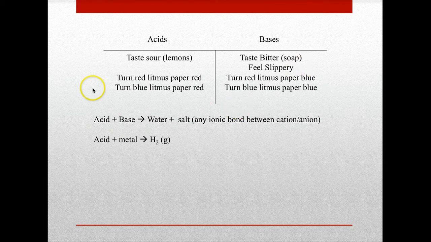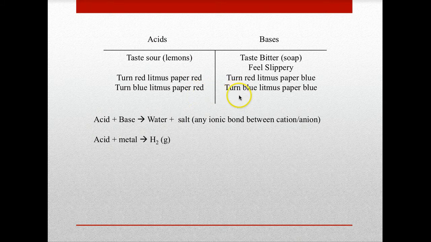Okay, so now let's talk about litmus paper. Litmus paper is a type of indicator. It has a special chemical in the paper that turns color. And when we have red litmus paper, it doesn't change colors. It stays red in an acid. But if you use blue litmus paper, it will turn red. So we can associate acid with the color red.